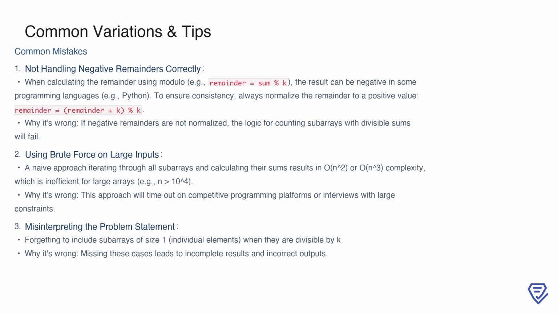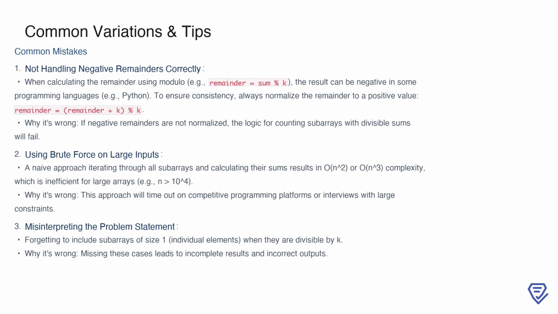This ensures the remainder is always non-negative. Another common mistake is using brute force on large inputs. A naive approach that iterates through all possible subarrays and calculates their sums has a time complexity of O(n²), or even O(n³). This is incredibly inefficient for large arrays, such as when n is greater than 10,000.